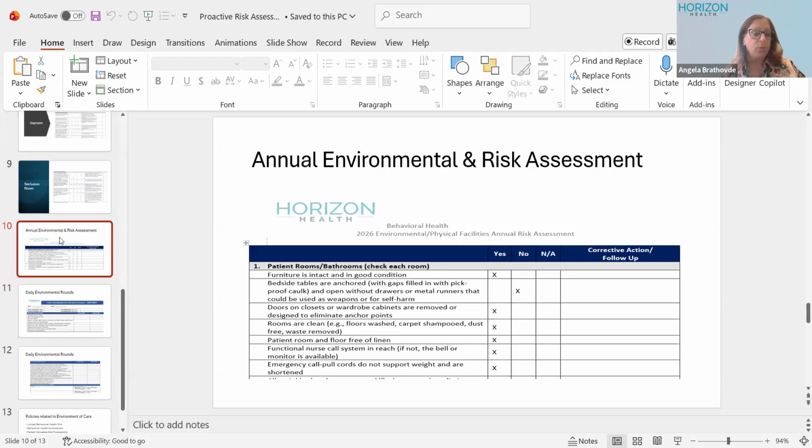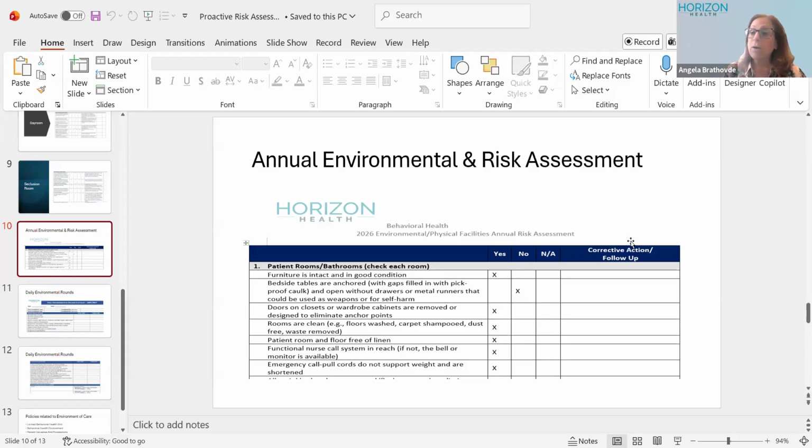So again, we'll go through this list. We'll create a corrective action or work plan for any issues that we might need to address. So I check no on the bedside tables because the furniture is not bolted to the walls and could be used as a barricade if a patient got really creative or really agitated.